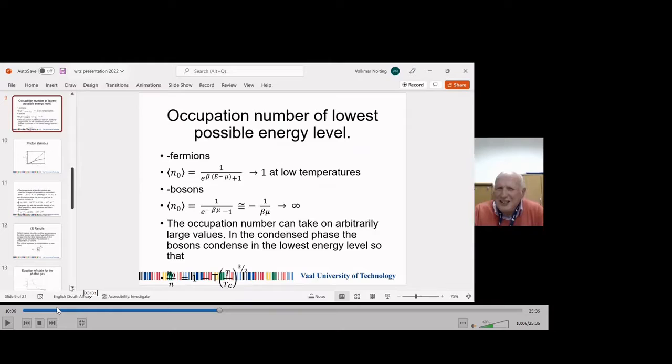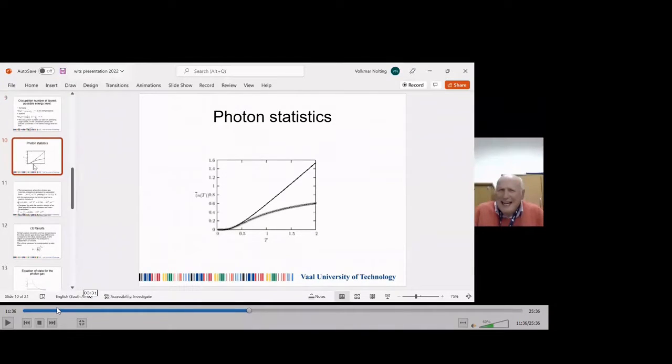Then on the next slide, we see the number of photons of frequency omega as a function of temperature T, and we compare those results with the corresponding occupation numbers for a classical gas. The occupation number for photons first starts at 0 at T equal to 0, then slowly increases as a function of temperature, whereas for high temperatures the occupation number increases practically linearly with temperature T and can take on very large values.